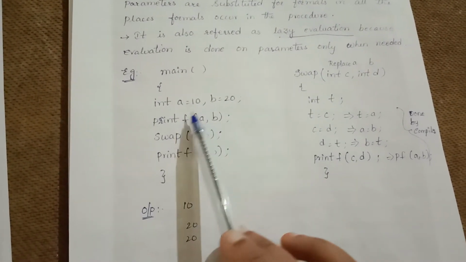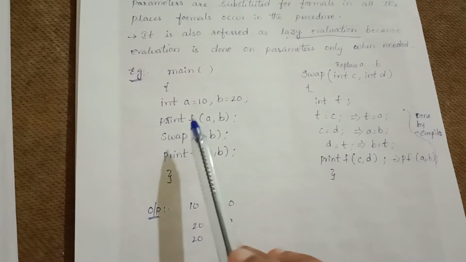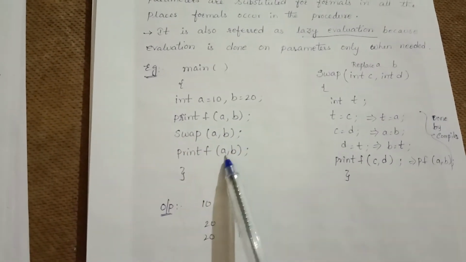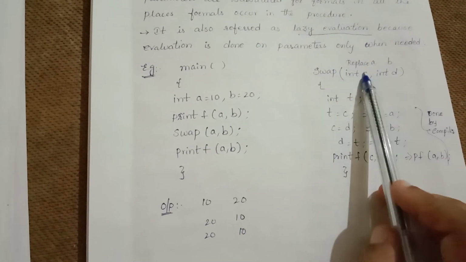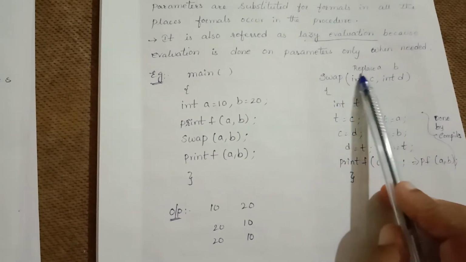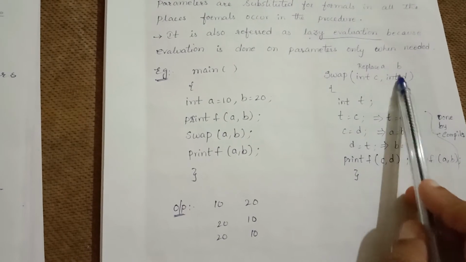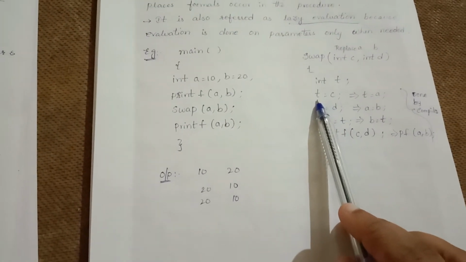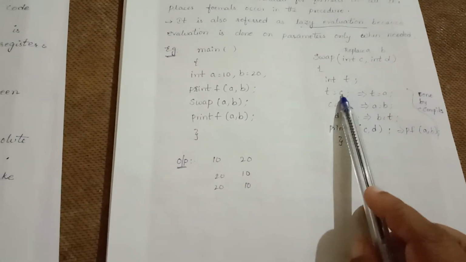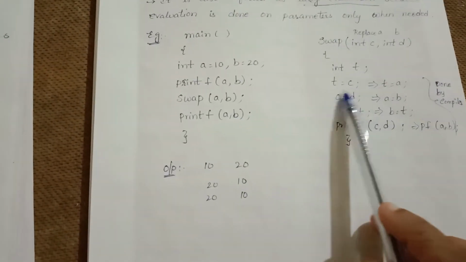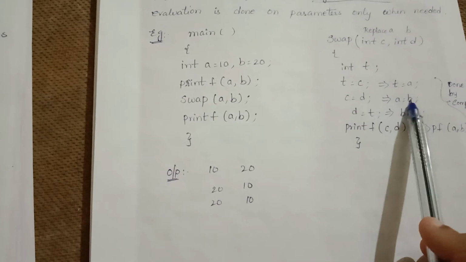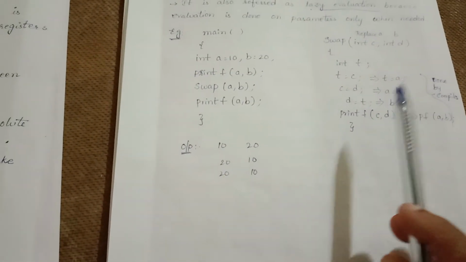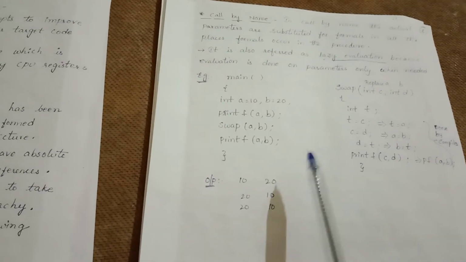Main, int a = 10, b = 20, printf a, b, and then swap a, b, and then printf a, b. So when we are swapping a, b, then c will be replaced with a and d will be replaced with b. So here t = c, that is nothing but in place of c the a value will be used, and c = d, that is nothing but a = b. So printf c, d: those values will be swapped and the values will be printed.